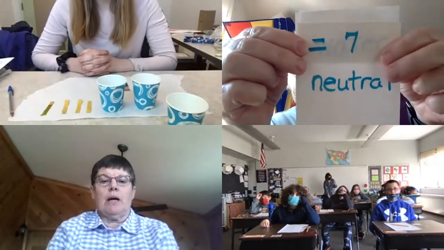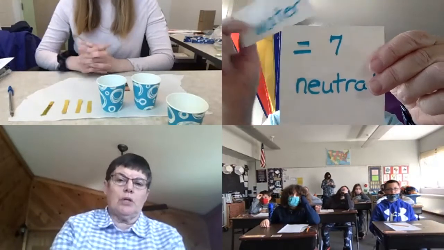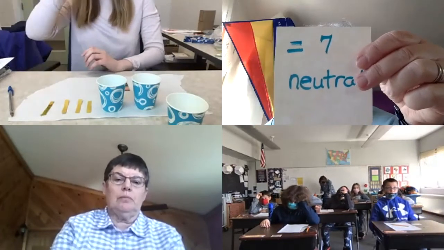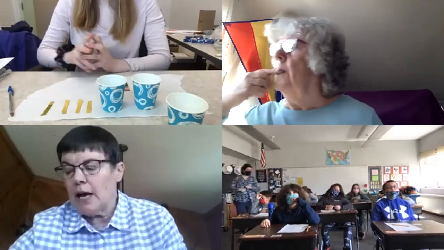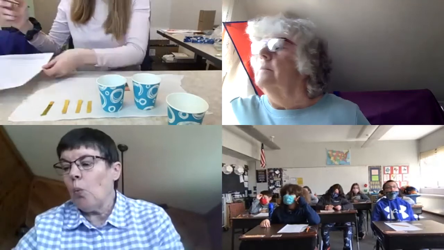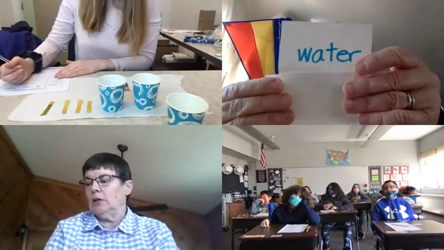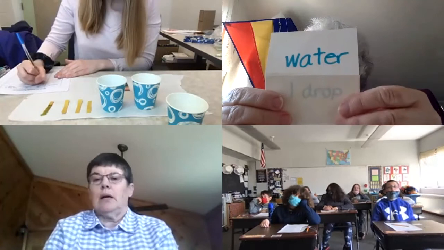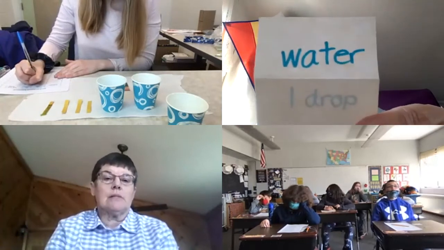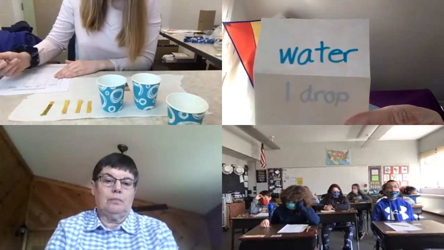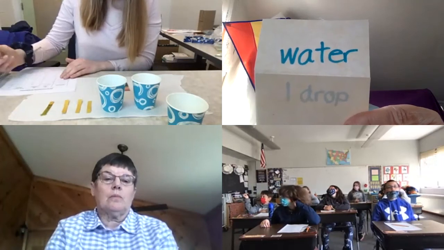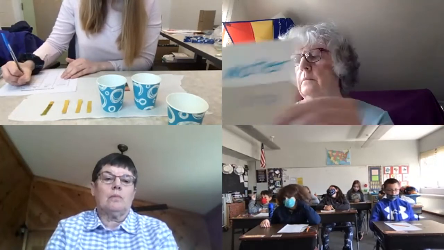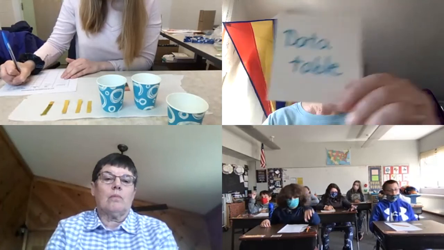So Mrs. Crowley's going to come around with the water. You're going to dip your paper in, match it up with your color card, and then fill in the first row on your data table where it says water. You're going to write down the color, the number, and whether it's an acid, a base, or a neutral. When you're finished matching it up, put it into the other corner. That can be the used corner, okay?